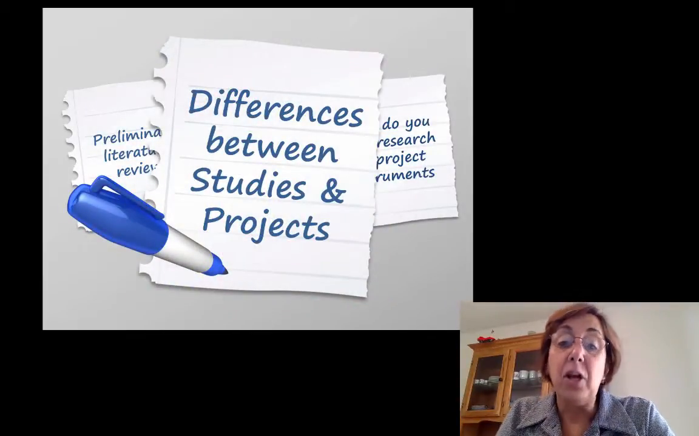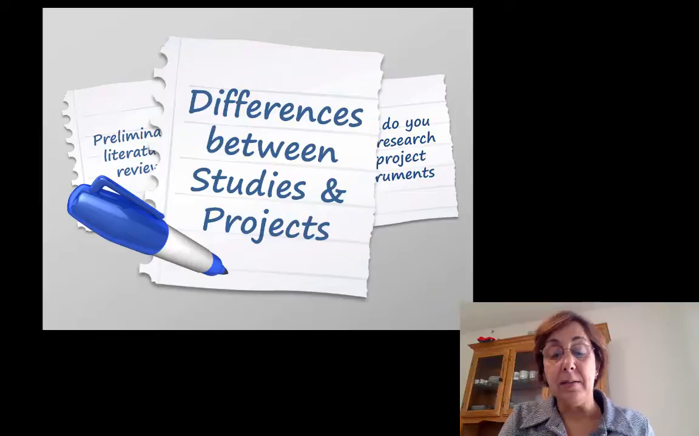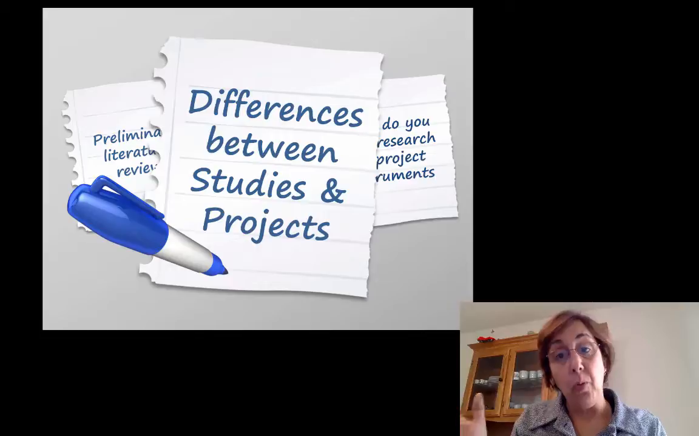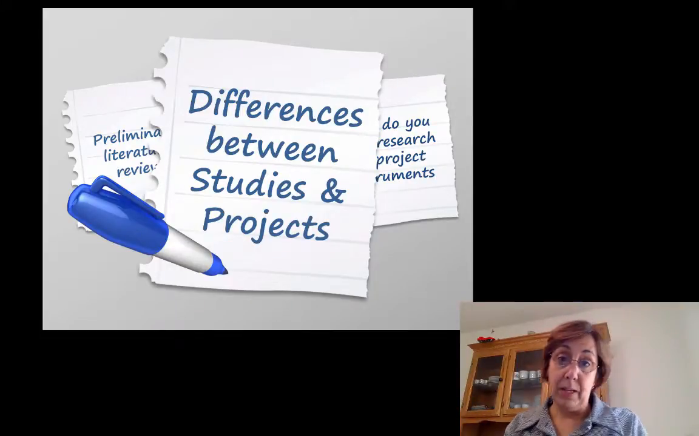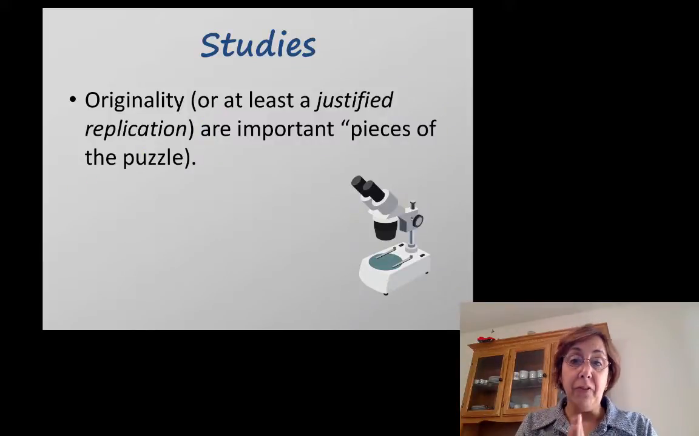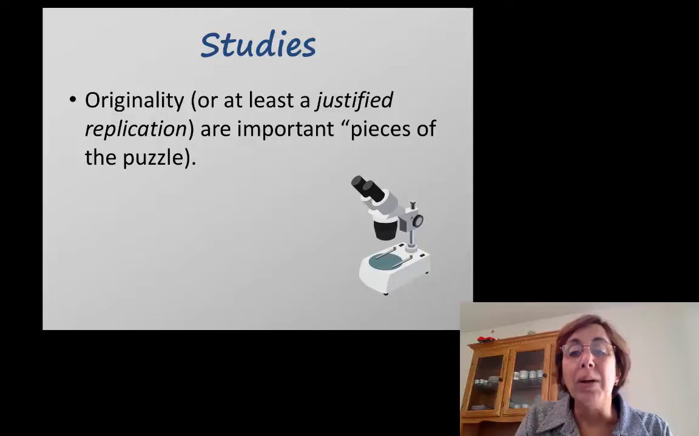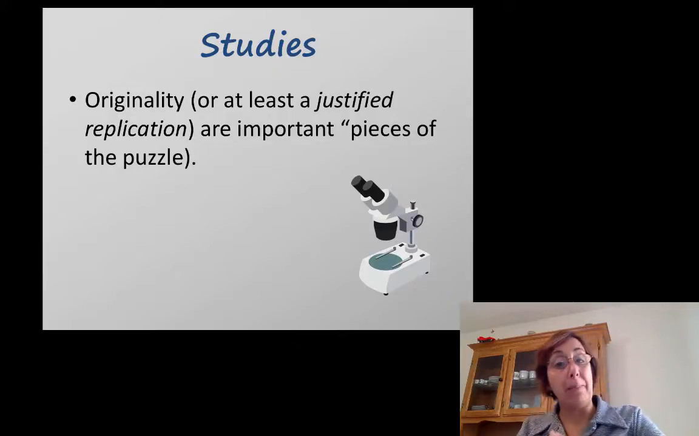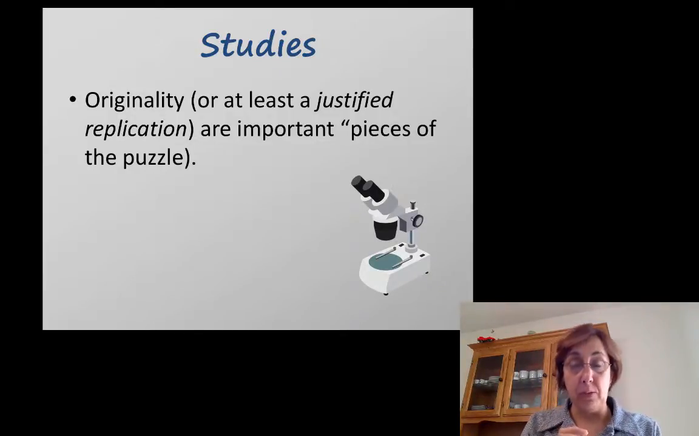Right. Now, let's talk about the differences between studies and projects, not in general, because you all know that by now, but as far as your literature review, does it matter whether you're looking for information on a study or on a project? If you are doing a study, originality, or at least the ability to justify the replication, are important pieces of the puzzle. So if you're doing a pure study, you're looking either for something that hasn't been done before, or an angle that hasn't been used before, or a replication that matters.